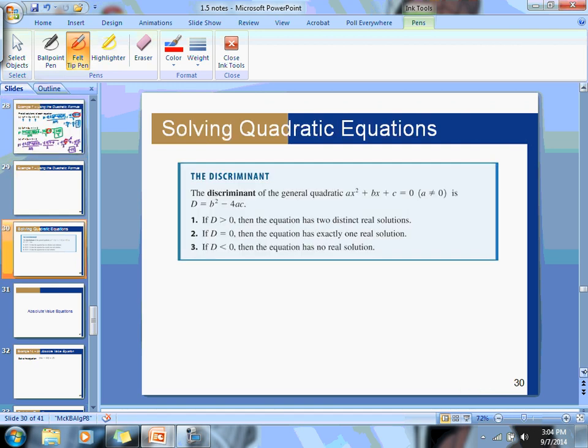So knowing those characteristics and the connection between the discriminant and your final answer can be important, because if you know that discriminant value ahead of time, then it can tell you how many solutions you're going to get and what kind of solutions they're going to be.